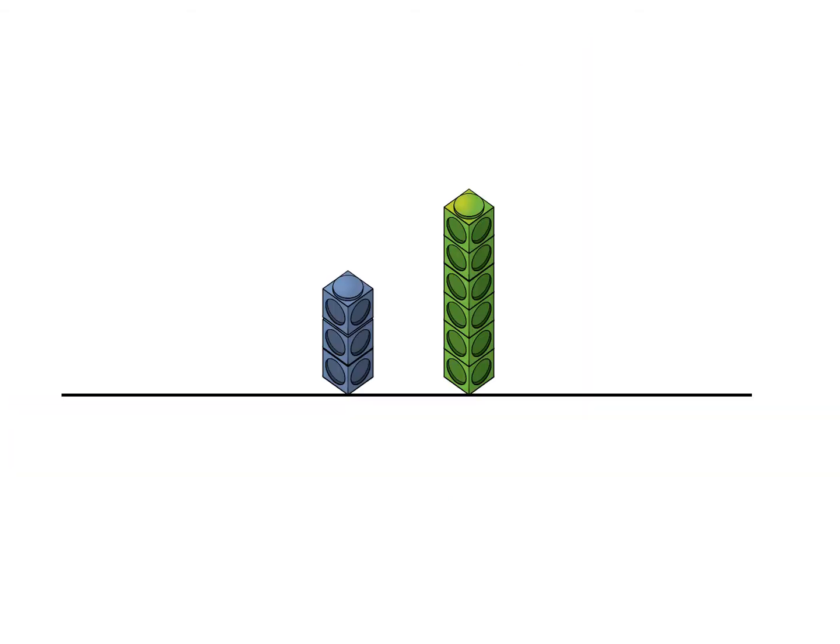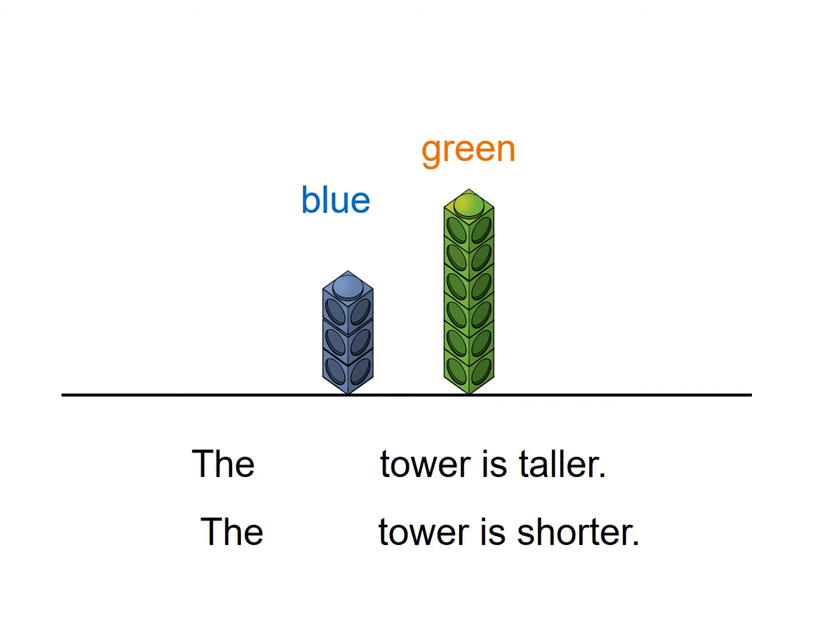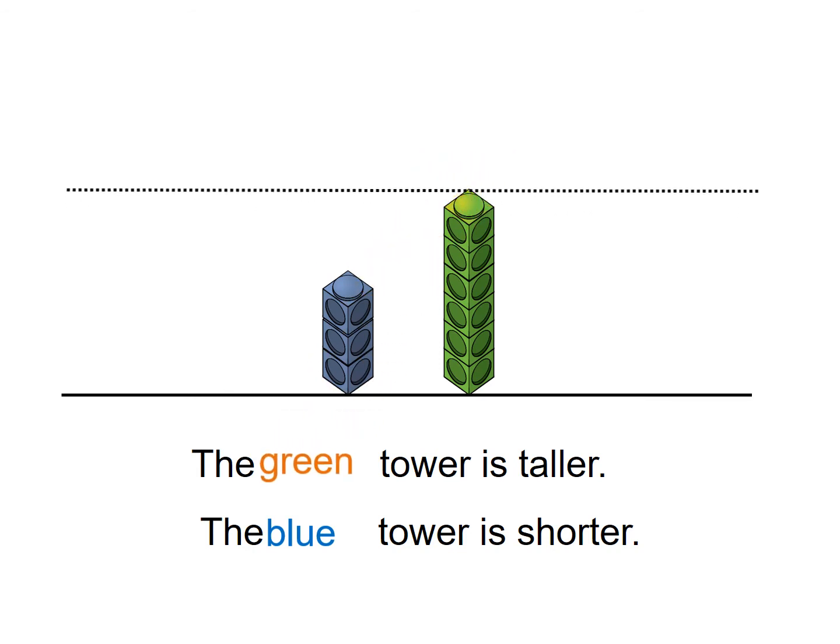Okay, so this is looking at the height because these cubes are stood up tall. And sometimes it helps to draw lines to see which thing is taller or shorter. So here you can see that I've got a blue tower and a green tower. So the blue tower is shorter because it's got less cubes, and the green tower is 2 cubes taller. So that's the taller tower. The blue one is the shorter tower.